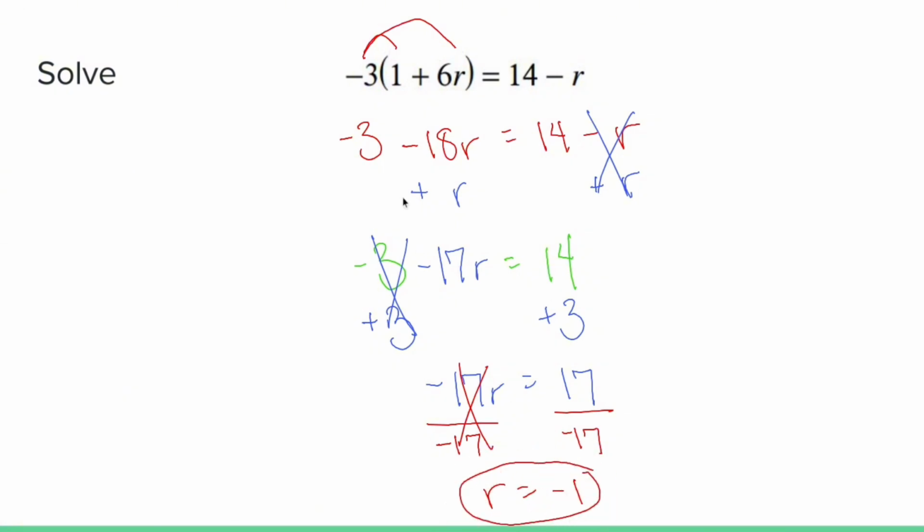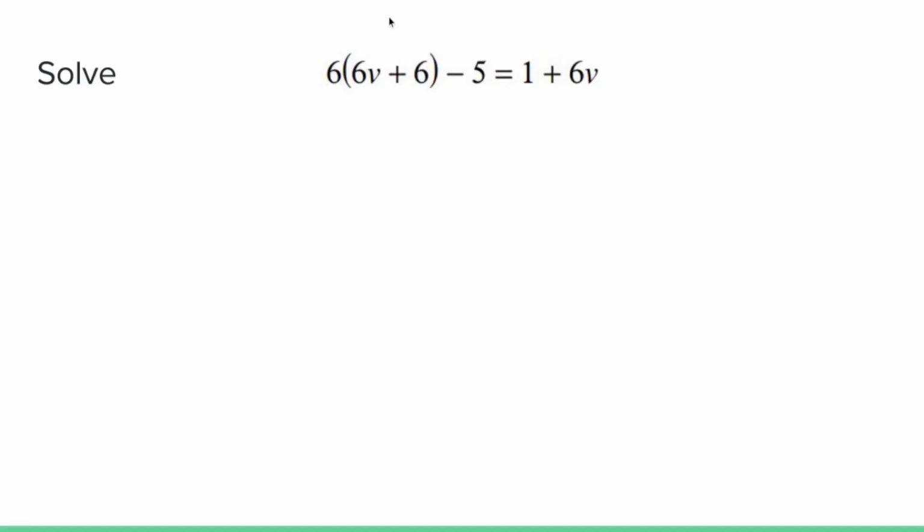So there you have it, variables on both sides of the equal sign. Super fun. Ooh, distributive property and then some. Let's distribute that 6 to that parentheses right there. 6 times 6v is 36v. 6 times regular 6 is regular 36. And everything else drops down, comes along for the ride. So let's write that out.